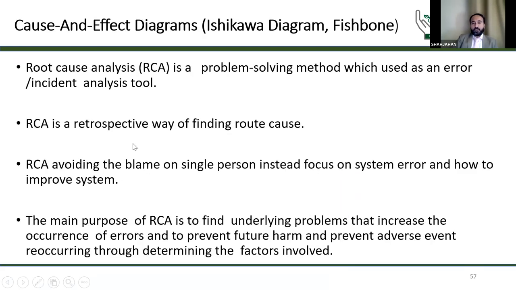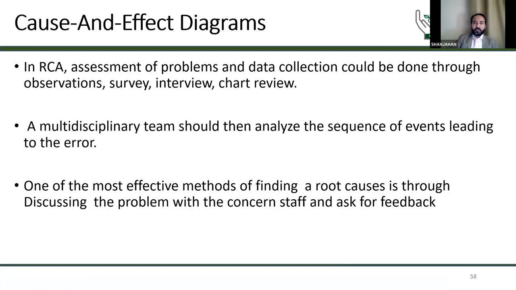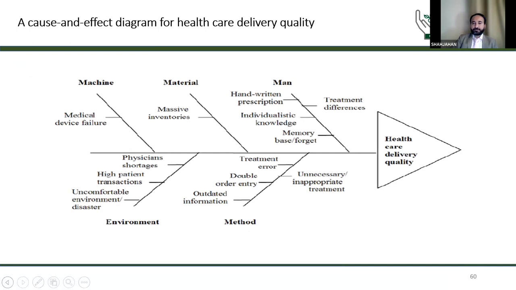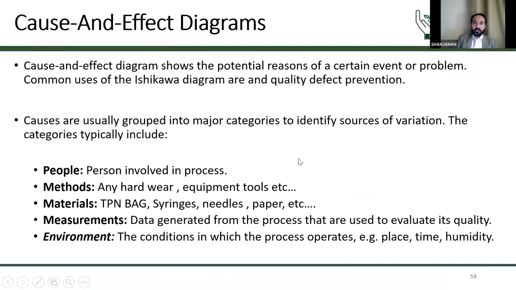This is a retrospective way of finding. It means the problem already happened, and now you just want to check why this problem happened. So I will go directly to the picture. First, to understand, this is a picture of the fishbone diagram. We have here the problem: healthcare delivery quality. The quality is not good for the healthcare. So I'll go back again.